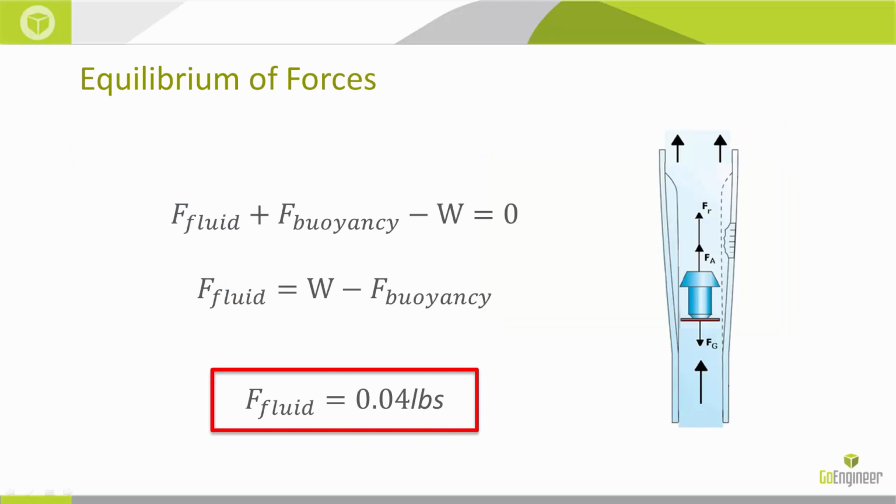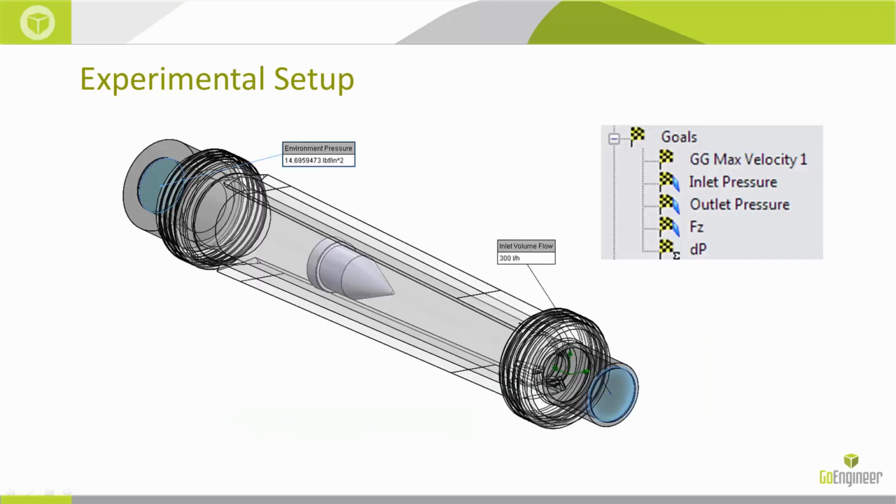Looking at a basic force balance here, we see that we have the force of the fluid, we have buoyancy, and we have the weight of the float. It's always important to do a quick gut check of your analysis to make sure that everything's set up properly. In SOLIDWORKS Flow Simulation, we're simply going to define a pressure at one end, that's environmental pressure, and then an inlet volume flow from the other end.